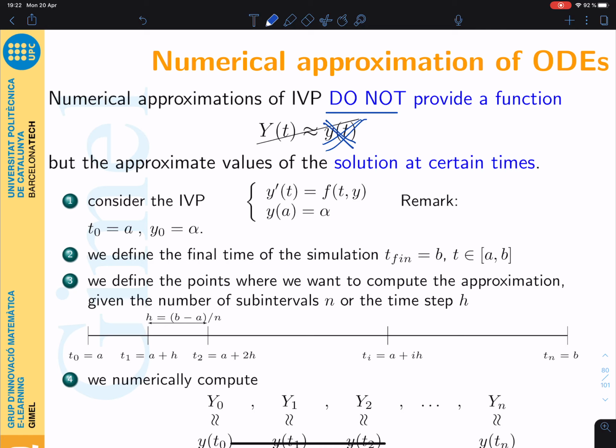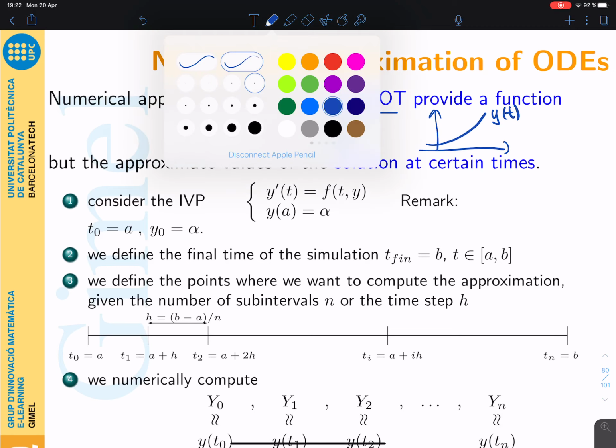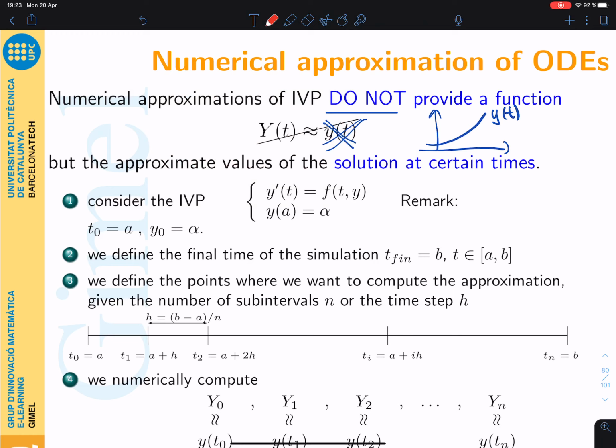Now, what I'm going to do is, instead of finding the exact solution y(t), find only specific values of the solution at a discrete number of points. I would say this is the crux of the matter. This is very important in all numerical methods.